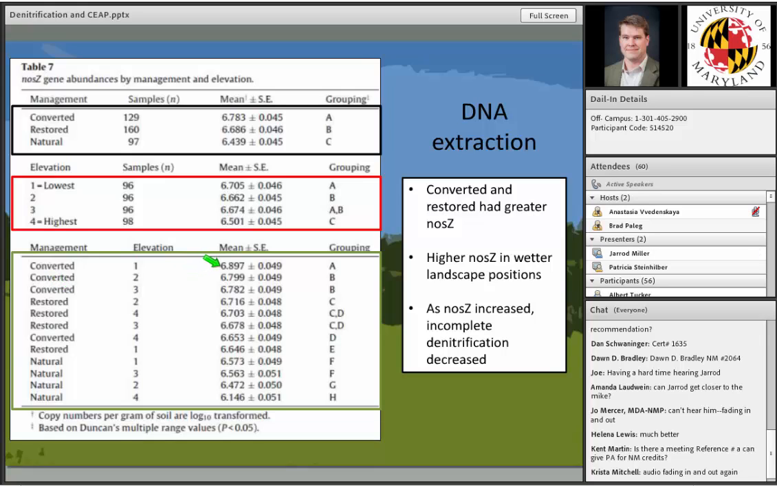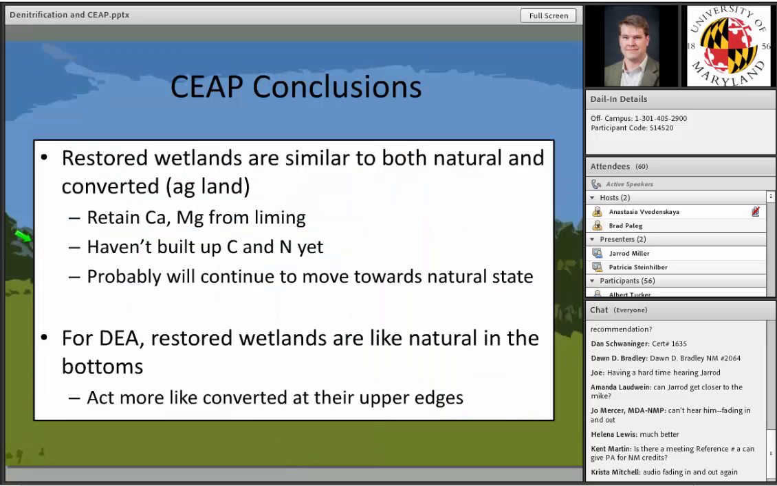So in general conclusion, for this project, with the wetlands that we looked at, I do think that restored wetlands are similar to both natural and converted, so they're kind of sitting in between. They retain some calcium and magnesium from liming. They haven't quite built up the carbon and nitrogen yet, but I do think they will continue to move towards a natural state.